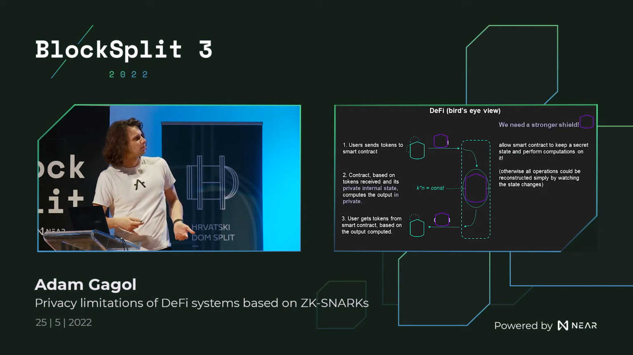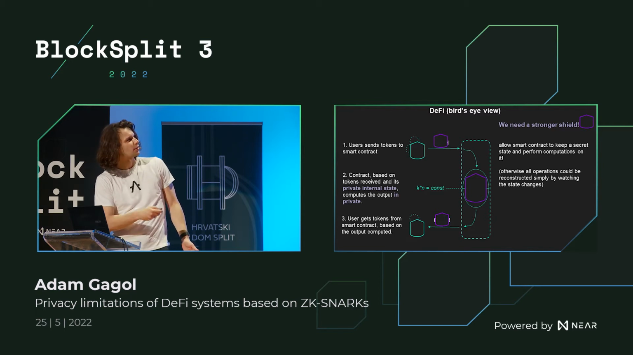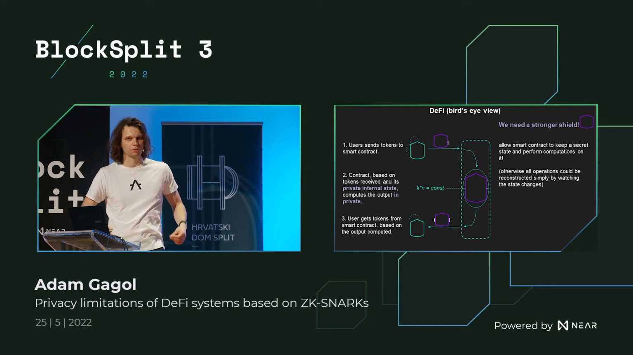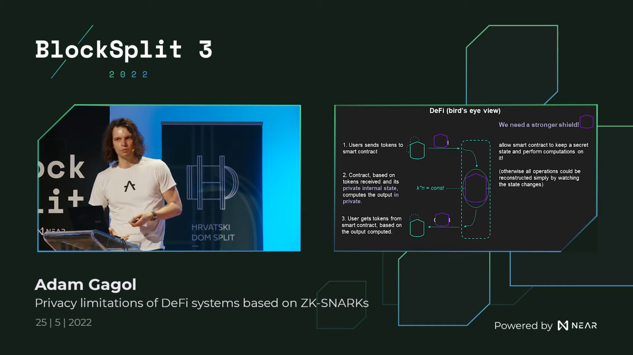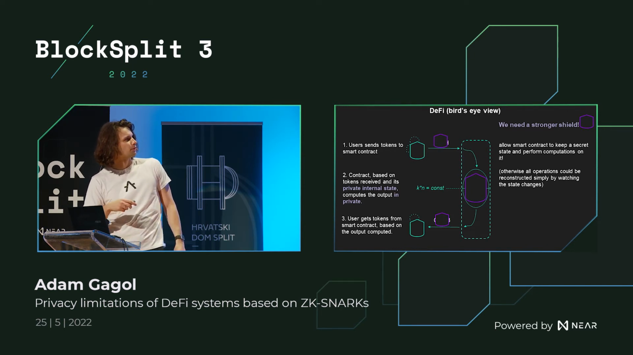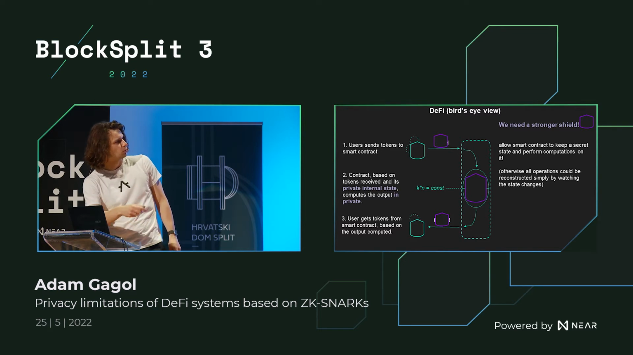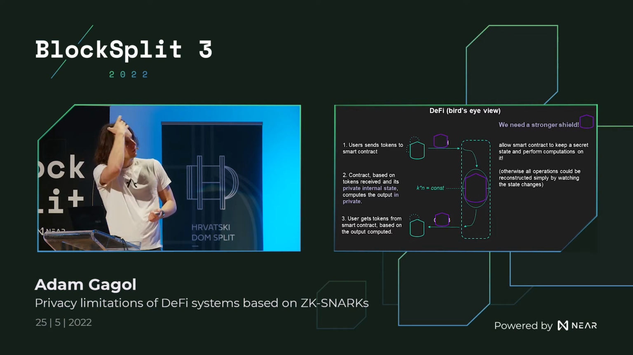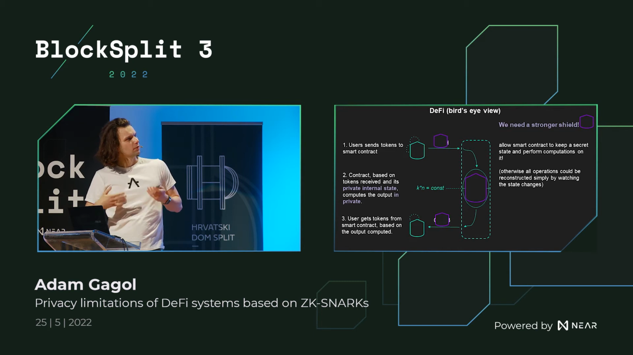We'd like to have a better, bigger, stronger shield here, which would shield this thing and this thing, so the entire thing would be private. Here the contract would compute something using its private state and would output the private output. So can we do it?